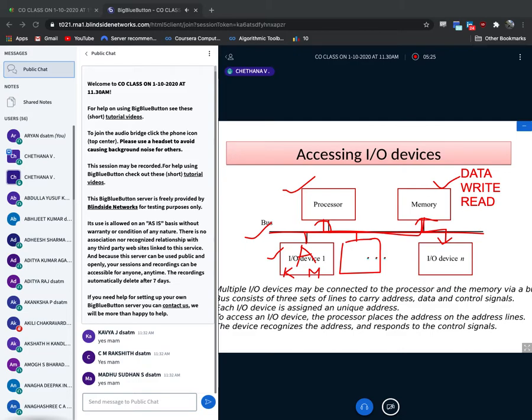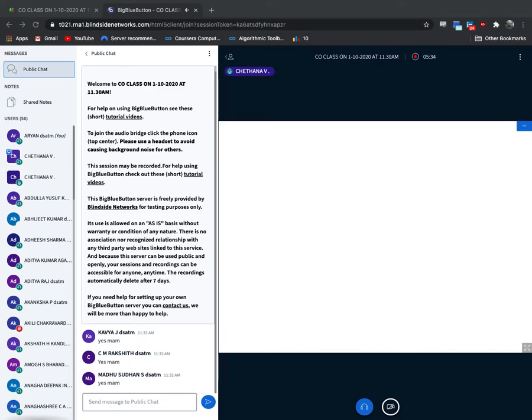This is how the bus looks like. Here is one single line. It looks like a very simple single line, but it's not actually only one line. It should look like this. Just see this.